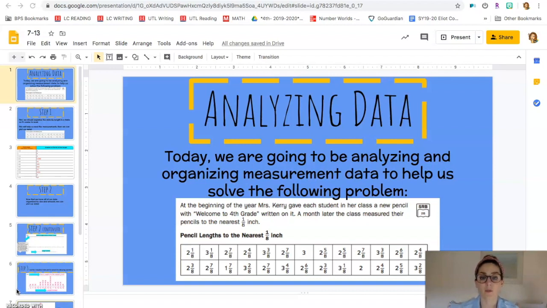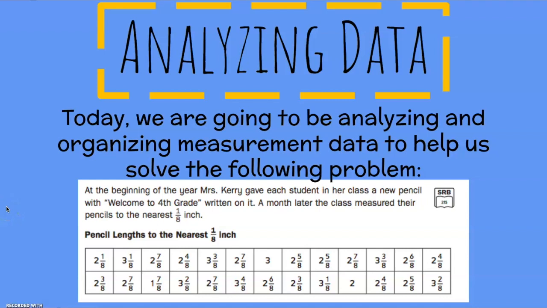But first, we notice that there's 26 different boxes with all sorts of different measurements in them. So the first thing I definitely want to do to solve this problem is to organize all of these measurements. Let me show you what I mean. Okay, as I said before, we're going to use the data below in this table to help us solve some problems. But first, we definitely need to organize it.